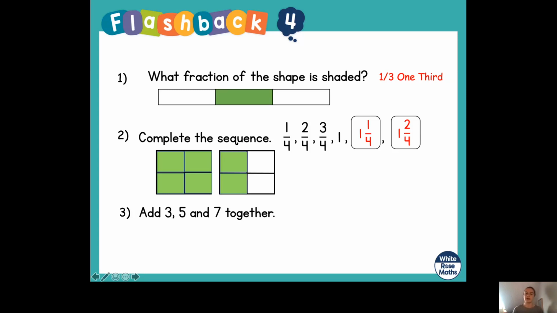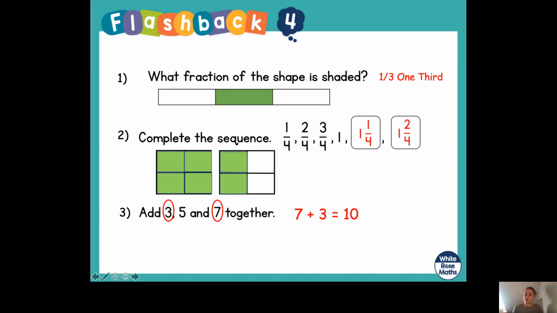Okay, number 3, add together 3, 5 and 7. Now, did you manage to spot the two numbers? Well, my two numbers were 3 and 7. Now, why will this help us? Well, it will help us because this is one of our number bonds to 10. We know that 3 plus 7 or 7 plus 3 equals 10.